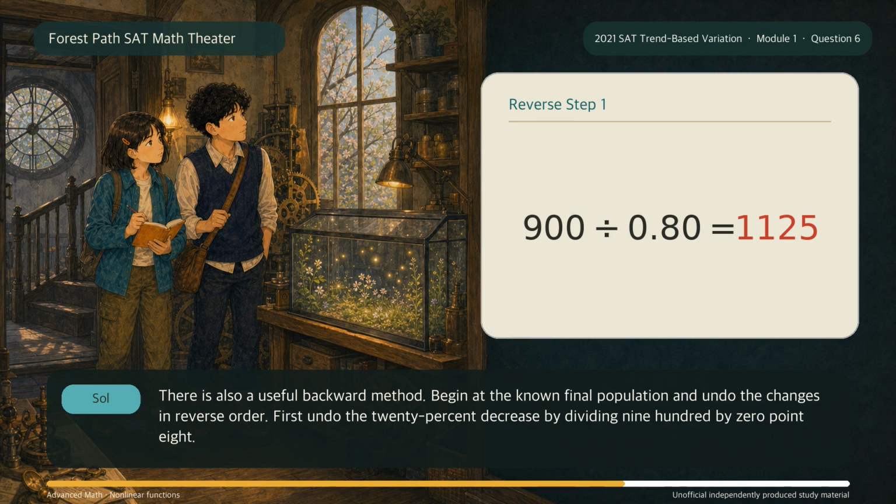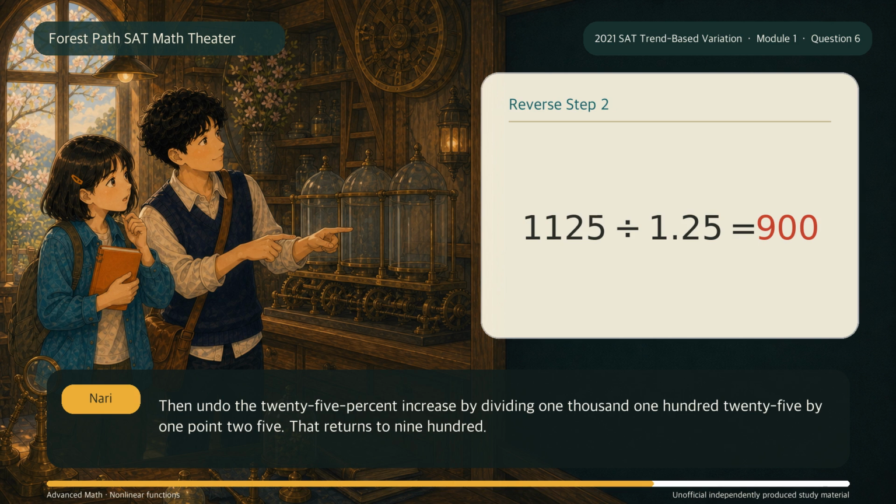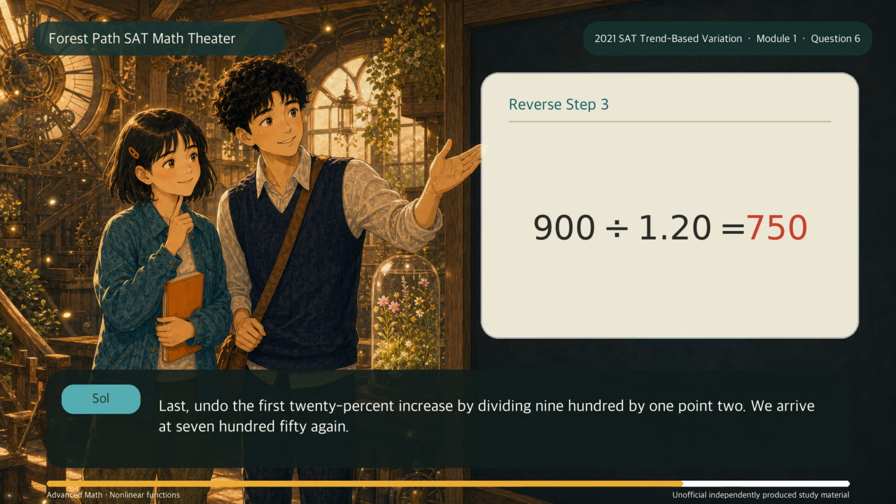There is also a useful backward method. Begin at the known final population and undo the changes in reverse order. First, undo the 20% decrease by dividing 900 by 0.8. Then undo the 25% increase by dividing 1,125 by 1.25. That returns to 900. Last, undo the first 20% increase by dividing 900 by 1.2. We arrive at 750 again.